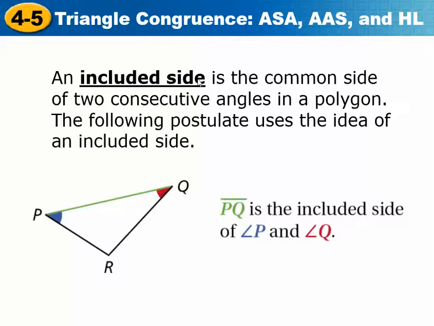The included side is the common side of two consecutive angles in a polygon. See how P and Q are consecutive? They're right next to each other. The included side is that side that touches both of those. That side forms part of angle P and part of angle Q, so it's the included side.